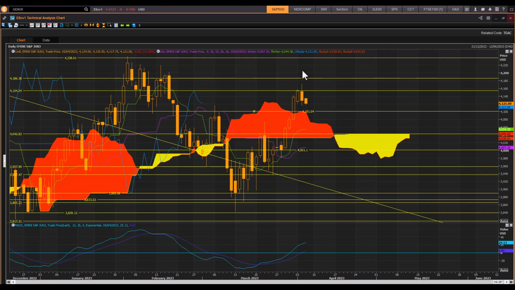If the resistance at the top end of the cloud, the old resistance highs here, hold, then we have a consolidation risk back down to the top end of the cloud here at 4050 and 4042. So that's the downside risk on the daily.